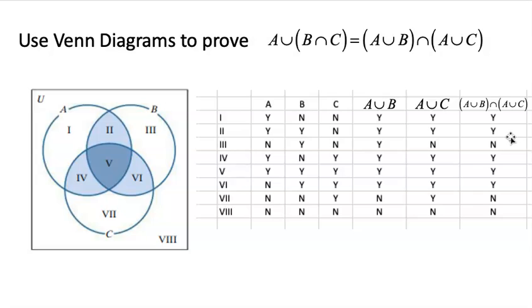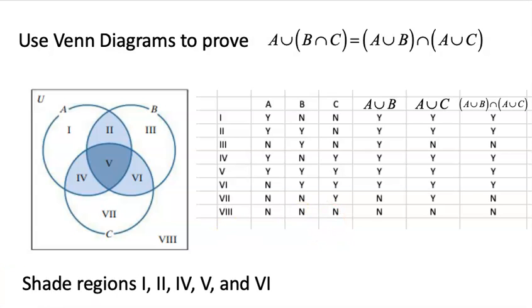So we have quite a few of them. So which regions am I going to shade here? Looks like region 1, region 2, region 4, region 5, and region 6. That's what I need to shade. So what is that going to look like?